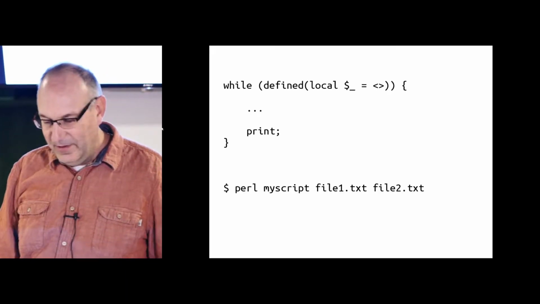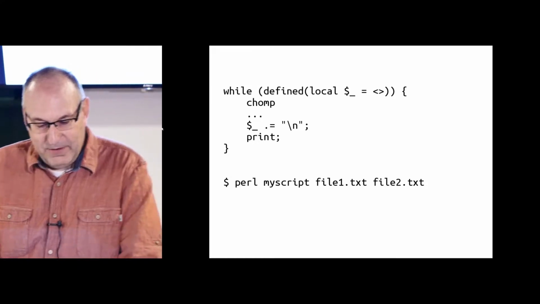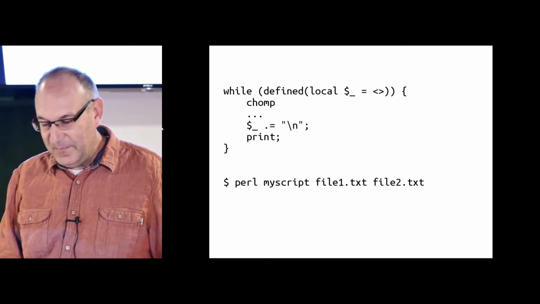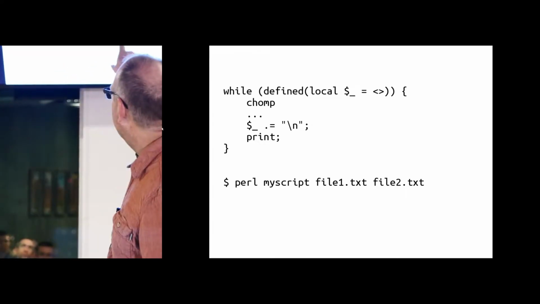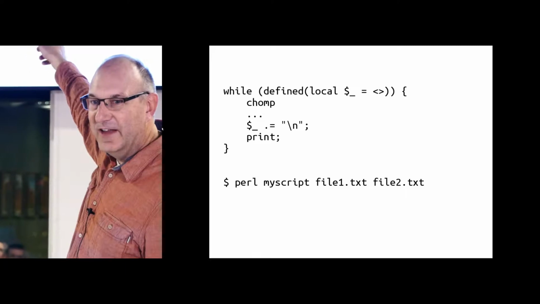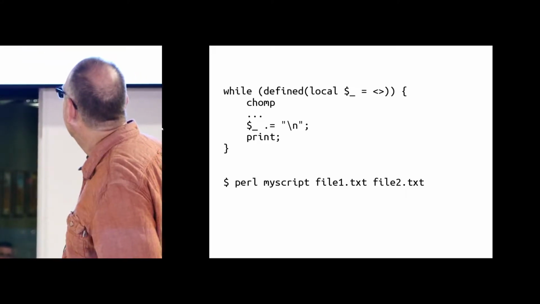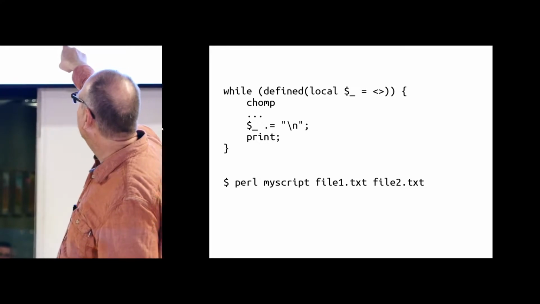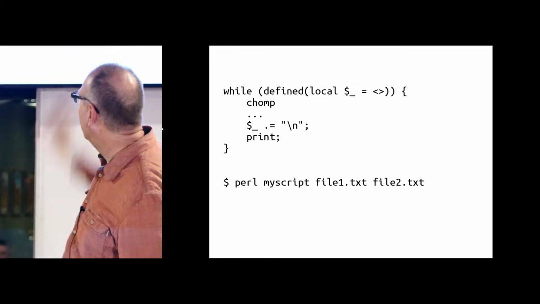Here's an example. Let's say we want to take the newline off the end of each line of the script that's coming in, then do something with it, and then add that newline back in and print it. Well, that's what the -l flag does.